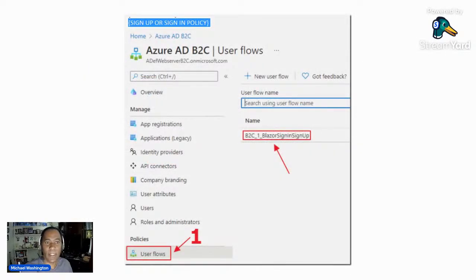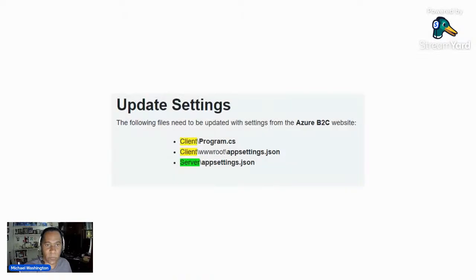And finally, the sign up or sign in policy, we're just going to use the user flow that we created for the Blazor Server App. So the user flow will actually work for both. So we're just going to grab that existing one.